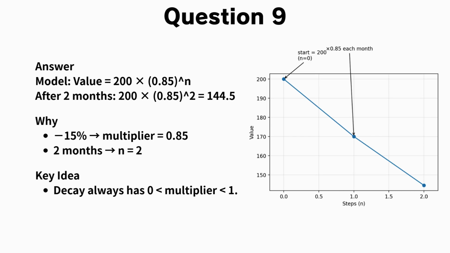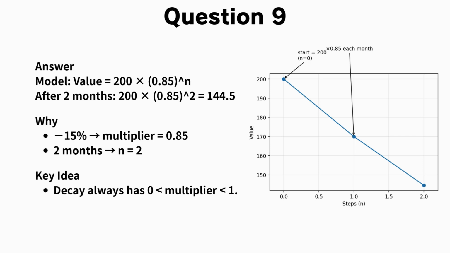The device starts at $200. This is our initial value, and it corresponds to step 0. A 15% loss means we keep 85% of the value each month. So the multiplier is 0.85. Using this information, we can write the model as value equals 200 times 0.85 to the power of n. Here, n represents the number of months. Since we are asked for the value after 2 months, we set n equal to 2. Now we calculate. 200 times 0.85 squared gives a value of $144.5.